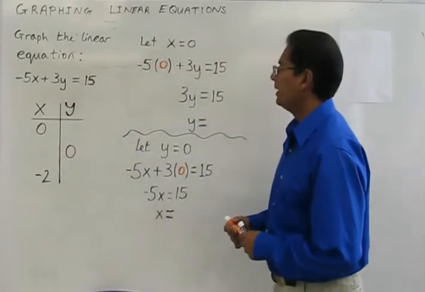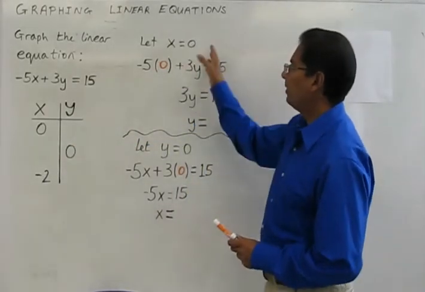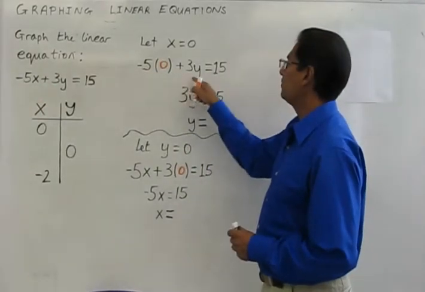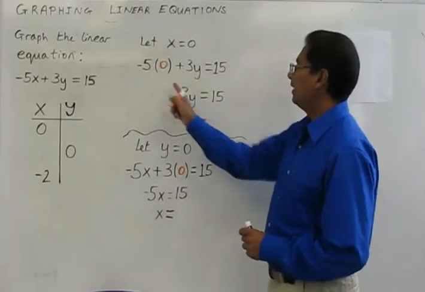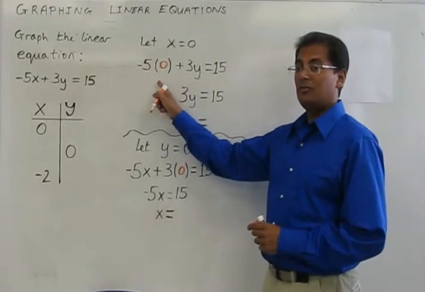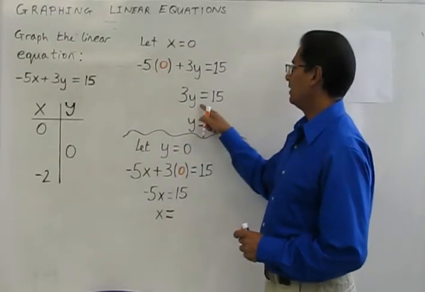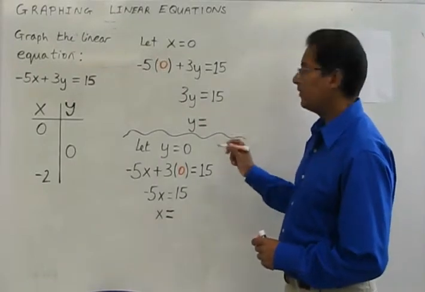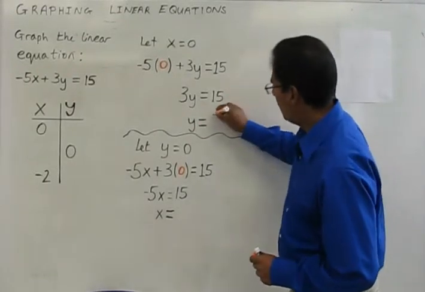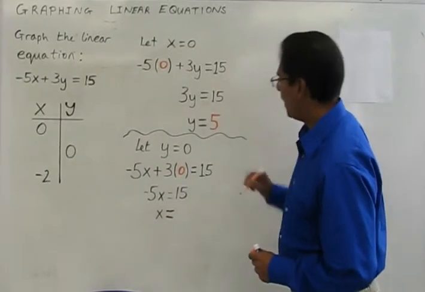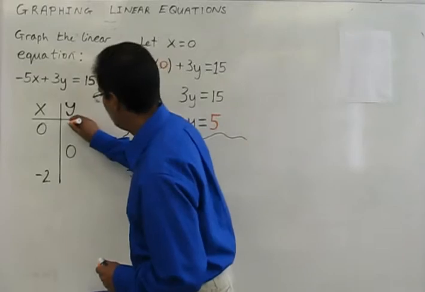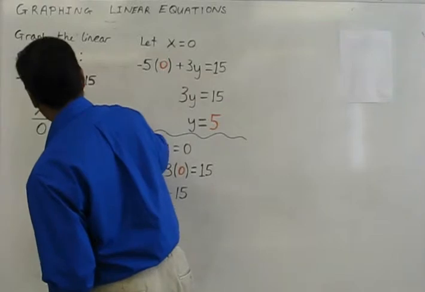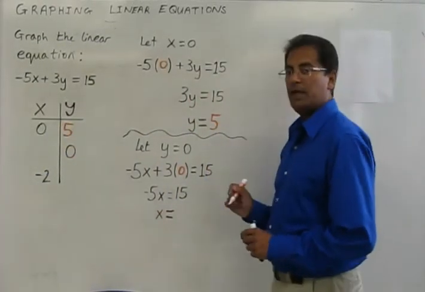So for the first one, let x equal 0. We plug 0 in for x into our equation. We get negative 5 times 0 plus 3 times y equals 15. Anything times 0 is 0. That's why it's easy to choose 0. So we get 3y equals 15. And dividing both sides by 3, 15 divided by 3 is 5. So y is going to be equal to 5 if x is 0. So we'll put this in here. There's our first point. Y is 5, x is 0.